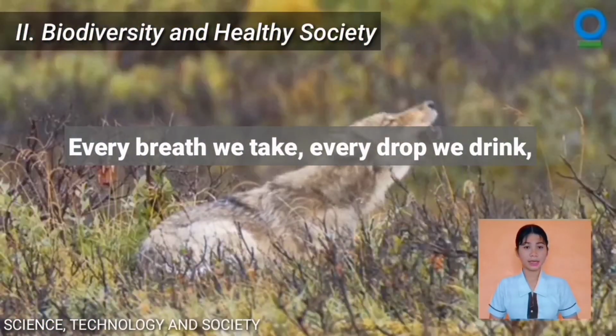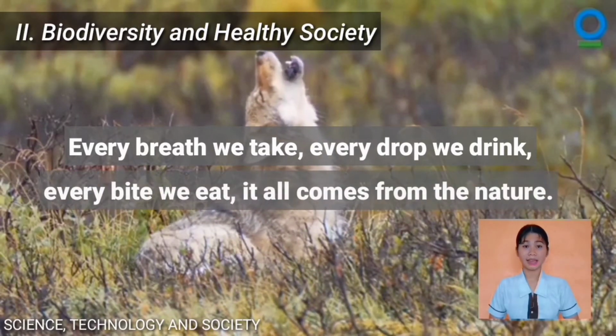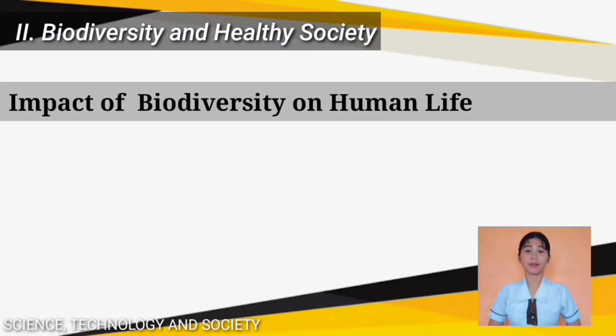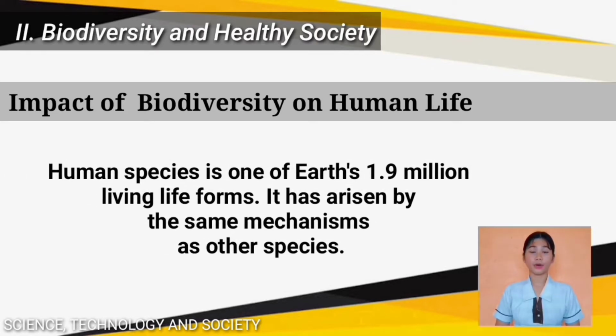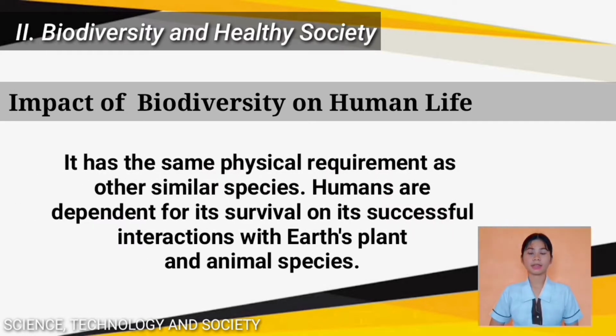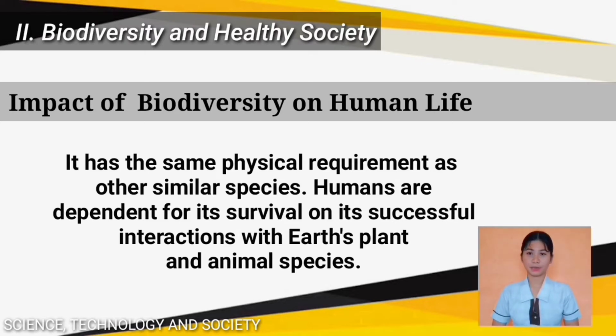Every breath we take, every drop we drink, and every bite we eat, it all comes from nature. Now let's talk about the impact of biodiversity on human life. The human species is just one of Earth's 1.9 million living life forms. It has arisen by the same mechanism as other species and has the same physical requirements as other similar species. Humans are dependent for their survival on successful interactions with Earth's plant and animal species.